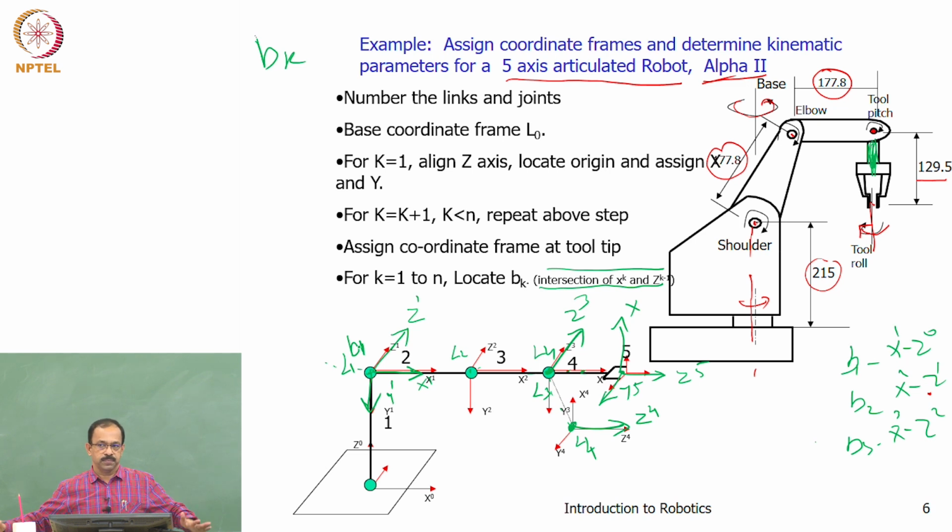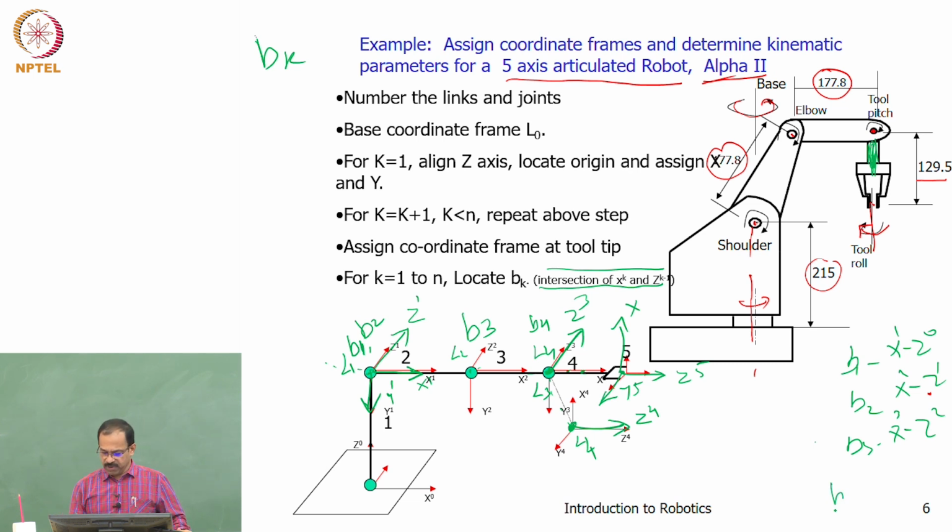Where will be B2? B2 will be the same point because x2 and z1 intersect at the same point, right? x2 is this one and z1 is this, so x2 and z1 intersect at B1. So this will be B2, and then you will be having B3 here because Z2 and X3, and B4 will be here.